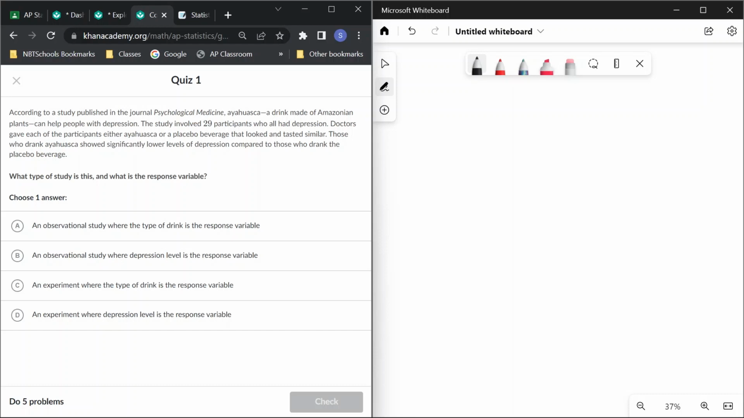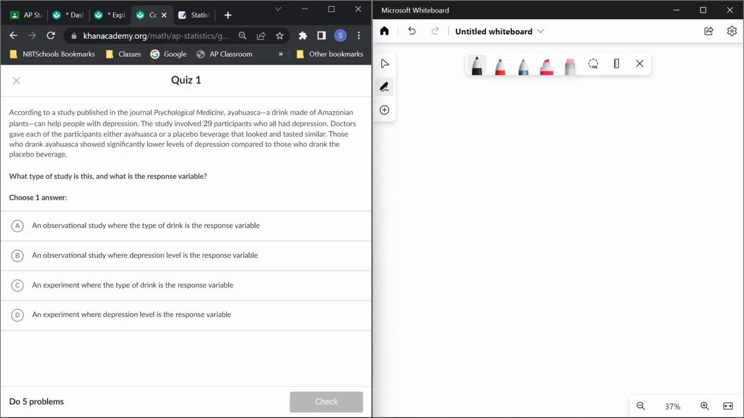Okay, so according to a study published in the journal Psychological Medicine, something can help people with depression. The study involved 29 participants who all had depression. Doctors gave each of the participants either a treatment drink or a placebo beverage that looked and tasted similar. Yeah, but they were randomly assigned. Those who drank the treatment drink. This is an observation of the type of drink, the response variable.